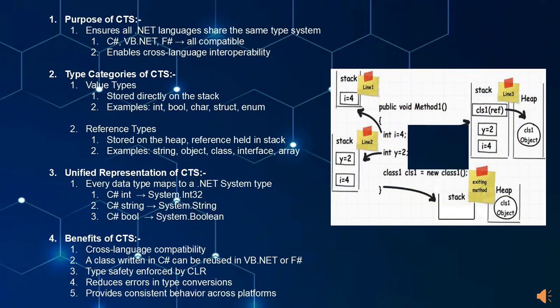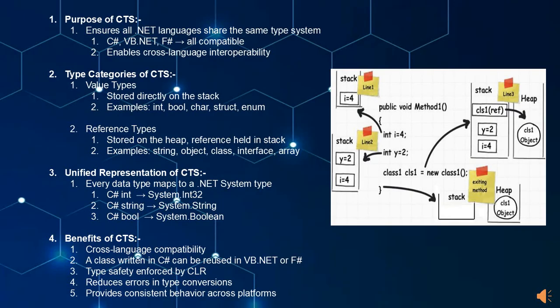Purpose of CTS. 1. Ensures all .NET languages share the same type system: C#, VB.NET, F#, all compatible. 2. Enables cross-language interoperability.